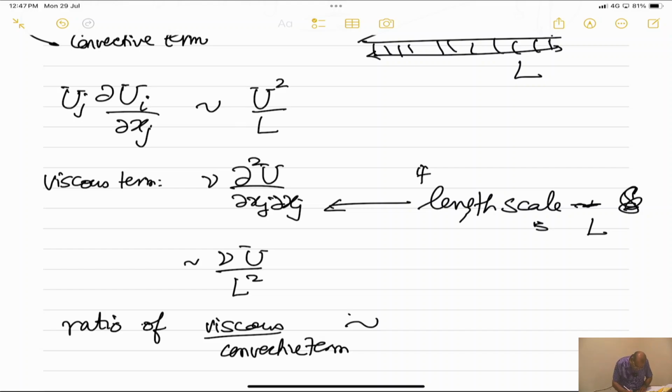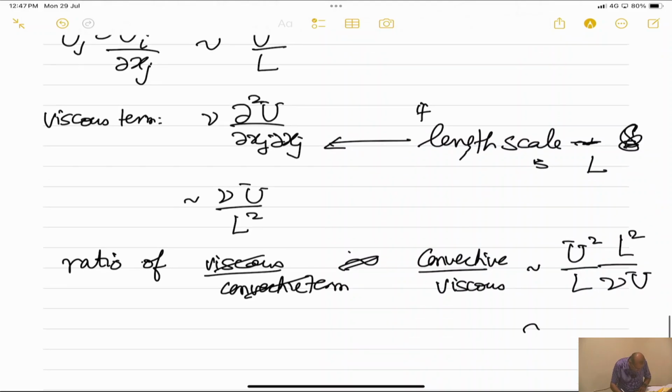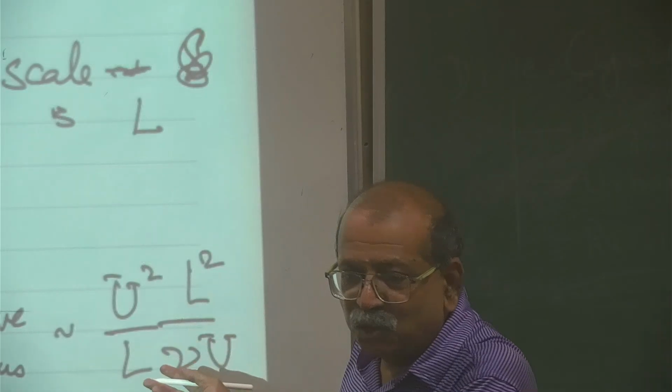ratio of, no sorry, the other way round. So we take the ratio of inertia term to viscous term. This will be equal to, so convective term is of order U squared upon L, viscous term is nu U upon L squared, and this ratio turns out to be equal to UL upon nu. When I am writing this, I am not even talking of the boundary layer, I am looking at a general flow, then that is how you get this, that ratio of inertia forces to viscous forces gives you Reynolds number.